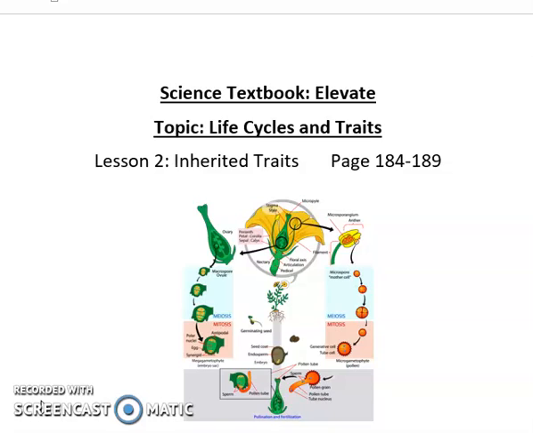Top of page 187. Traits of parents and offspring. Offspring of the same parents have similar inherited traits. Offspring usually look a little like their mother and a little like their father, but they do not look exactly like either parent. That is why the puppies have some differences. The differences in organisms from the same parent are called variation.